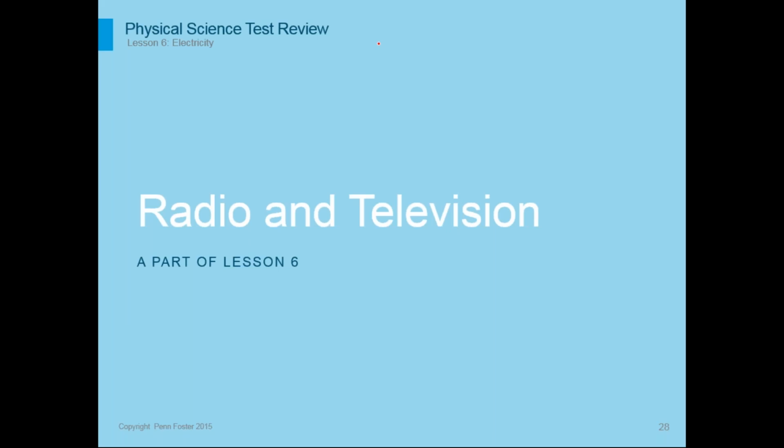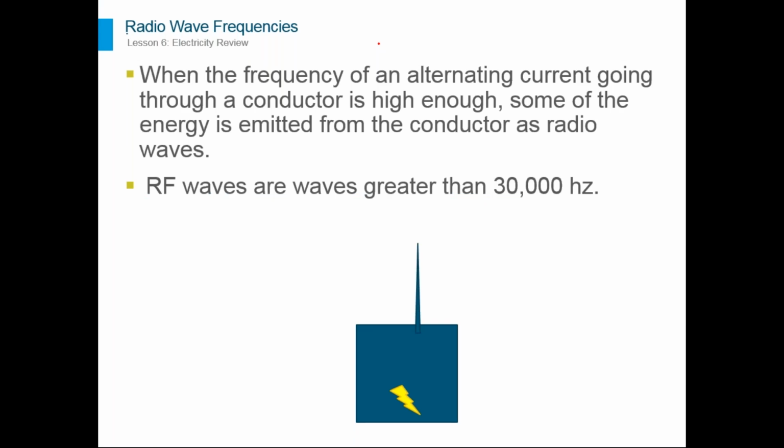And the last reading assignment for this lesson is about radio and television and how those signals get created and transmitted. So, when the frequency of an alternating current going through a conductor is high enough, some of the energy is emitted from the conductor as radio waves. Radio frequency waves are at a higher frequency than humans can hear. They are waves that are greater than 30,000 hertz.